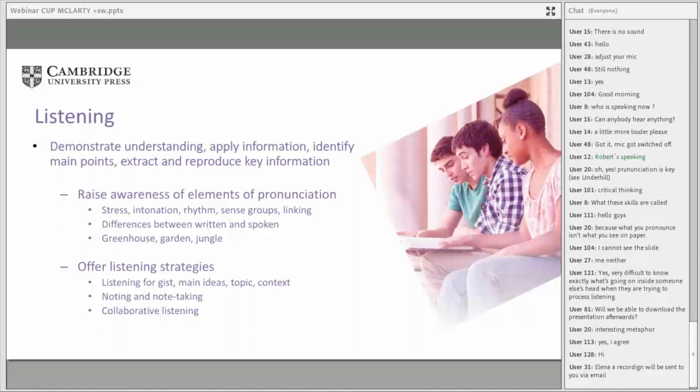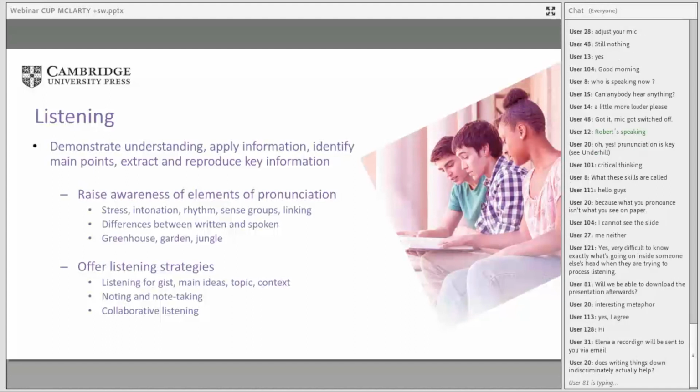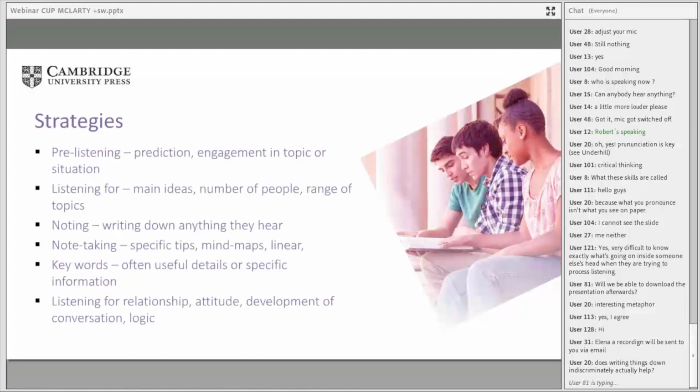Getting students to work together in that noting stage of the lesson allows them to collaborate a little more closely in their listening activities as well. And again, that's reasonable preparation for what life is going to be like in the academic world. So the strategies we can give our students to do and develop are the ones that you can see on the slide there.